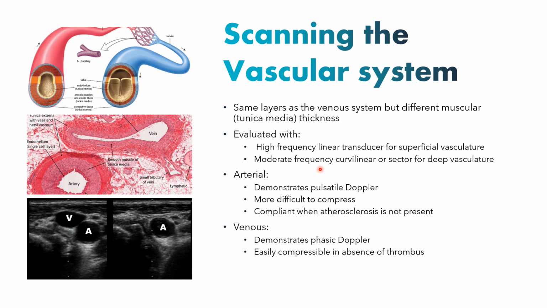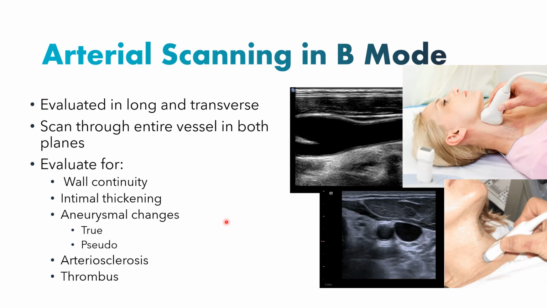And like we said, veins are going to be very compressible in the absence of thrombus, and the presence of thrombus can really limit their compressibility. So we're going to start out by talking about arterial scanning in B mode. With arterial scanning, as well as venous scanning, we're going to evaluate the vessel in long and transverse in B mode. B stands for brightness, and you can also think of it as black and white.